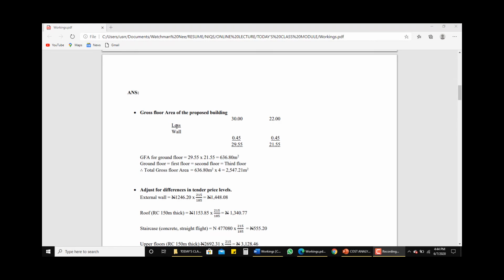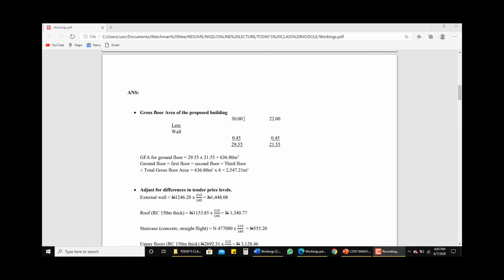Like I explained in our class on methods of preparing preliminary estimates, when you are carrying out your gross floor area under the superficial or gross floor area method of preparing preliminary estimates, when you are calculating your gross floor area, you less the external wall. So you measure from the internal face of the external wall. That's how you arrive at your gross floor area. You do that for the length of the building and for the breadth of the building. Then you multiply the two together to get your gross floor area for that particular building.